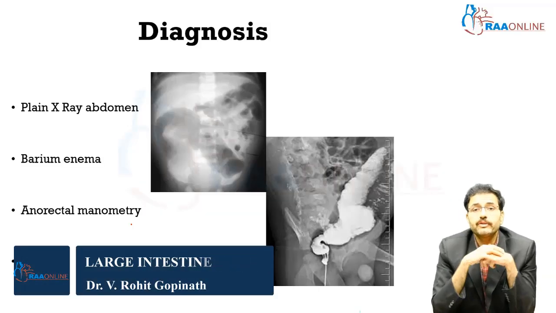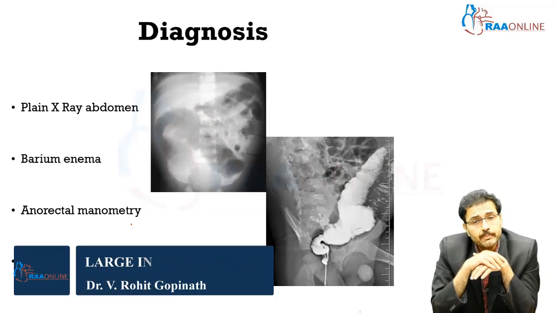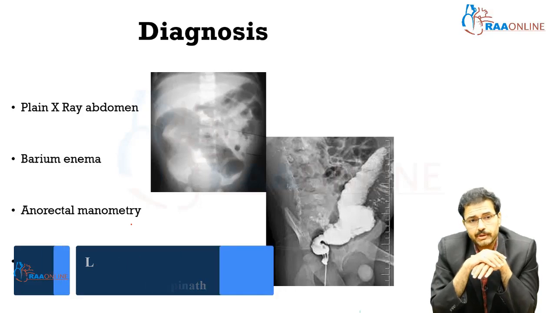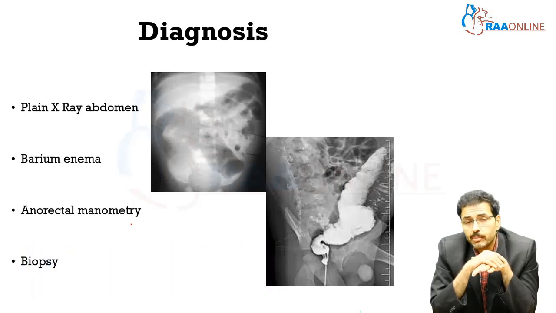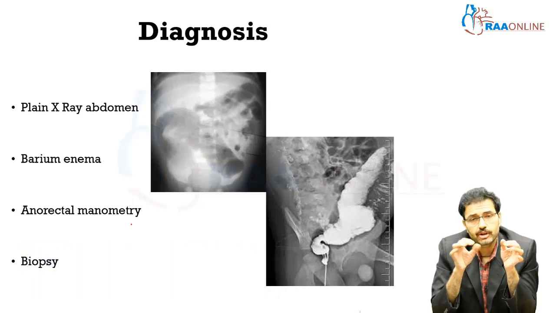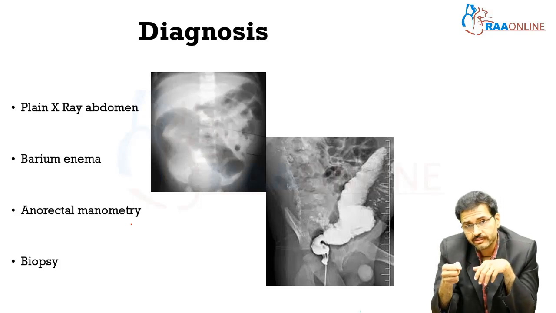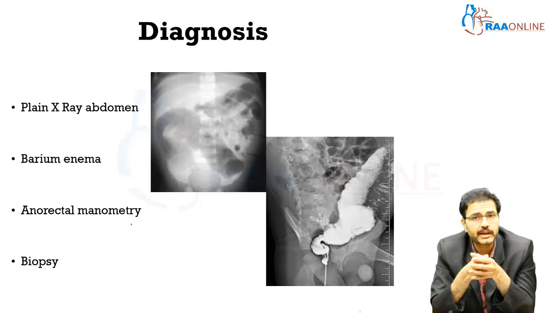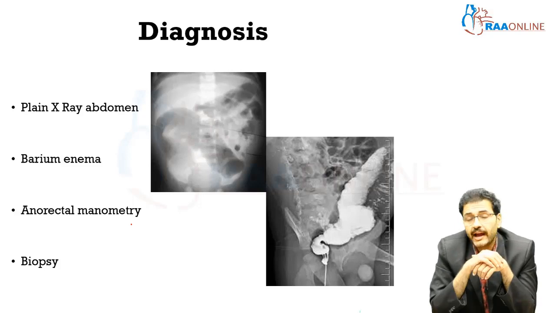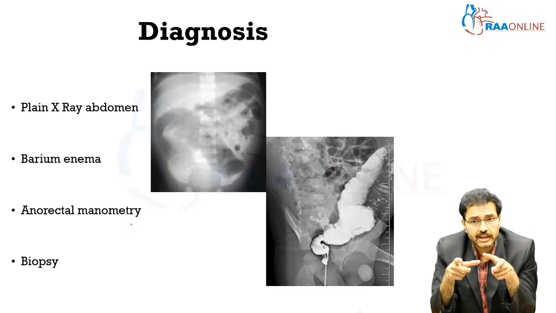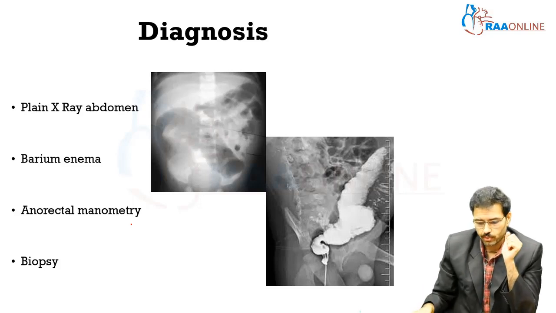So in the diagnosis of Hirschsprung's disease, imaging plays an important role. A plain X-ray abdomen can show us the presence of dilated bowel loops with an absence of rectal gas shadow, because obviously the rectum is constricted or narrowed, spasmodic, so the gas doesn't enter in. And when you do a barium enema, you can demonstrate the presence of a transition zone.